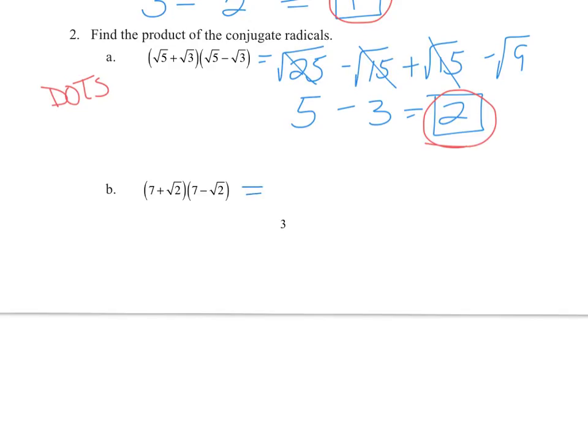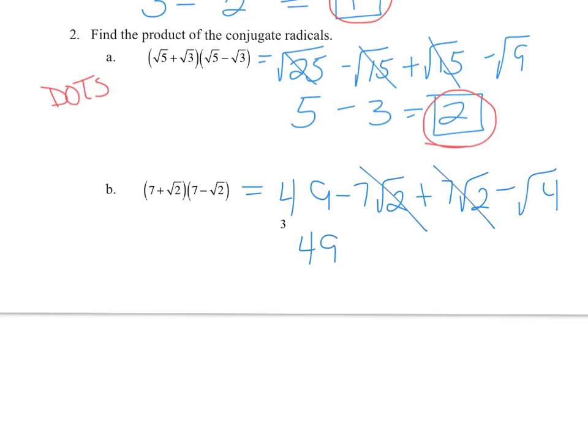I'll get 49 minus 7 radical 2 plus 7 radical 2 minus radical 4. 49 comes down. The middle guys cancel out. Square root of 4 is 2. I end up with the final answer of 47. So again, I multiplied by the conjugate of the original, and I ended up with no radical.